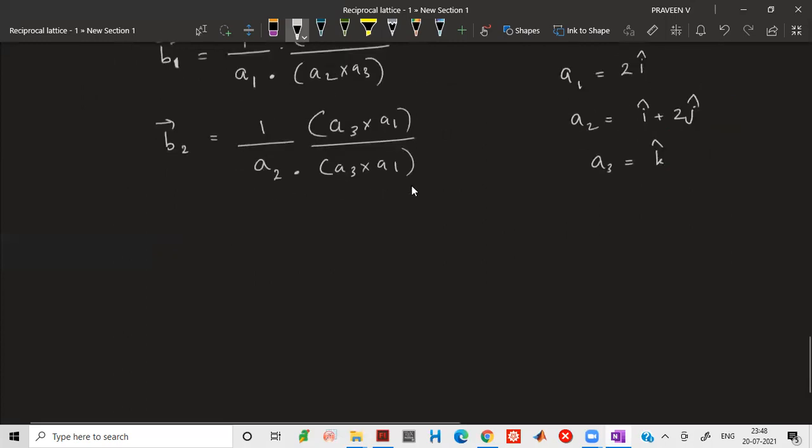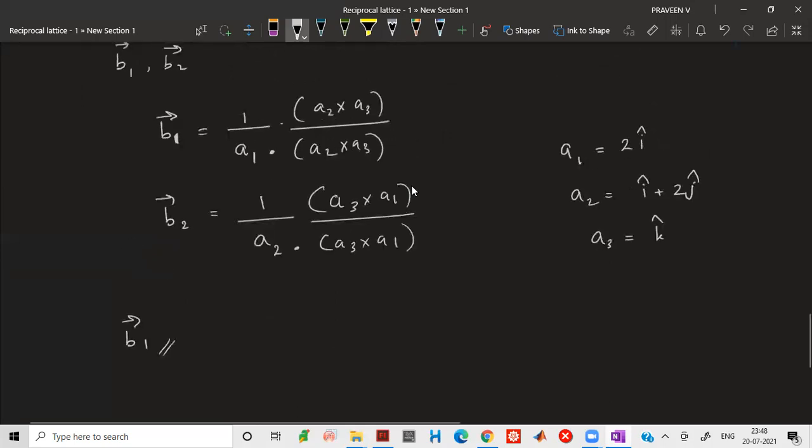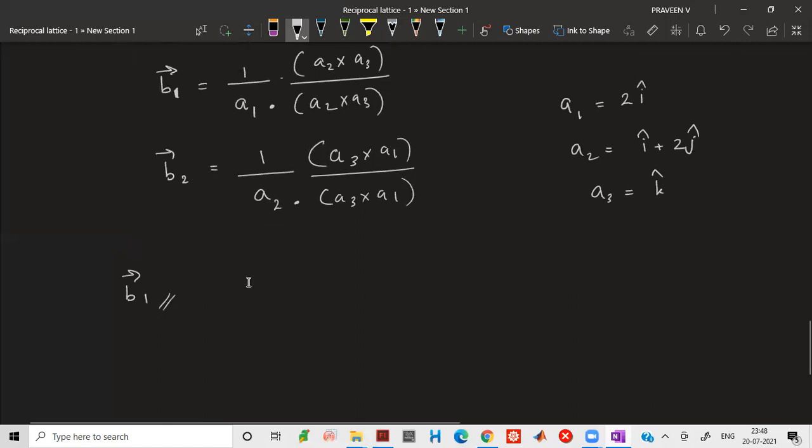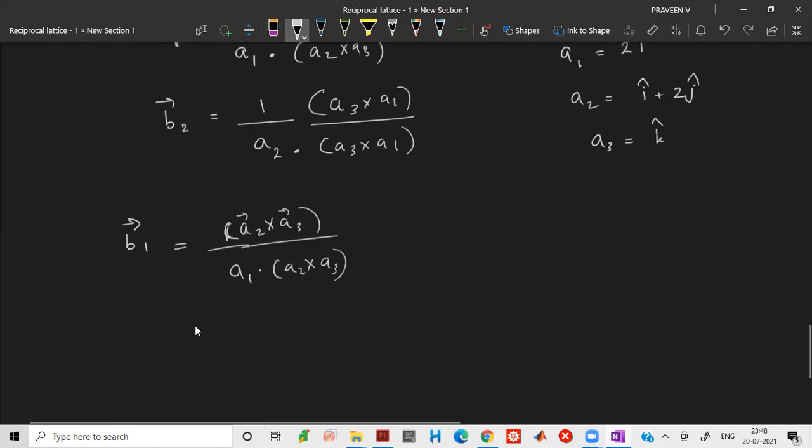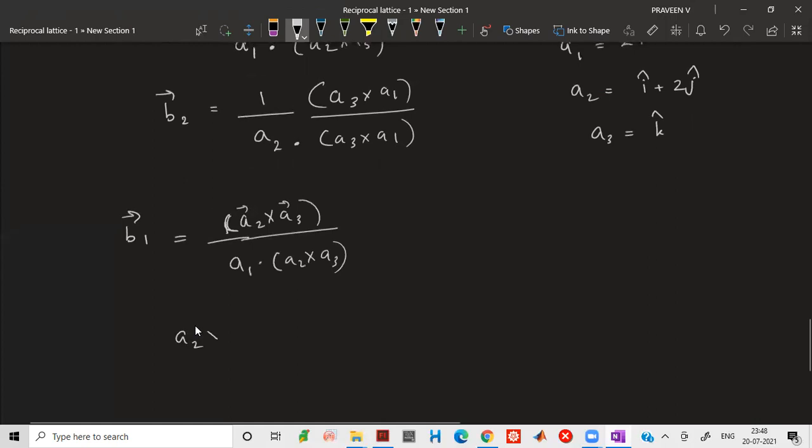So in case of b1, first we are going to find b1. So this is the equation. I'll just rewrite it. So b1 is 1 by, I'll just leave the 1, a2 cross a3. These are all vectors, okay? There is a vector sign, I'm just leaving it out. a1 dot a2 cross a3. So the first thing that we need to find is a2 cross a3.